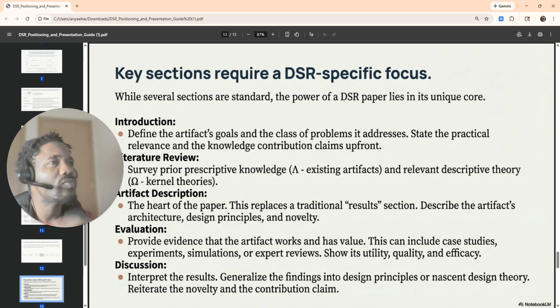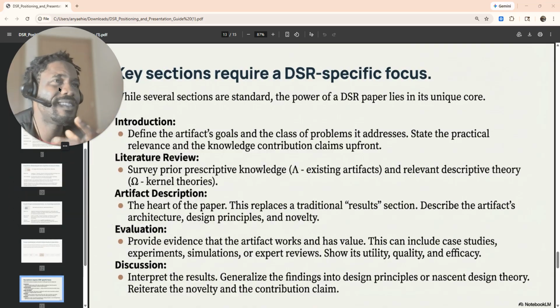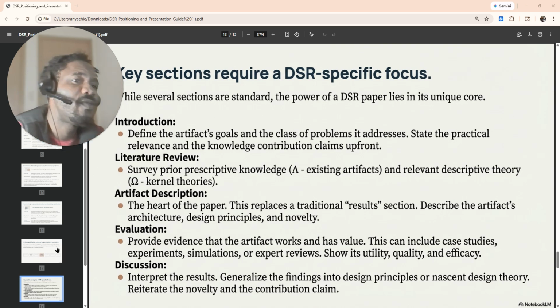Yeah, I think the literature review that I did, did I really survey the prescriptive knowledge? So here is the difference between the literature review from design science and other science. So you have to ask yourself, what other prescriptive knowledge design? Oh, I see. Voila. Interesting.